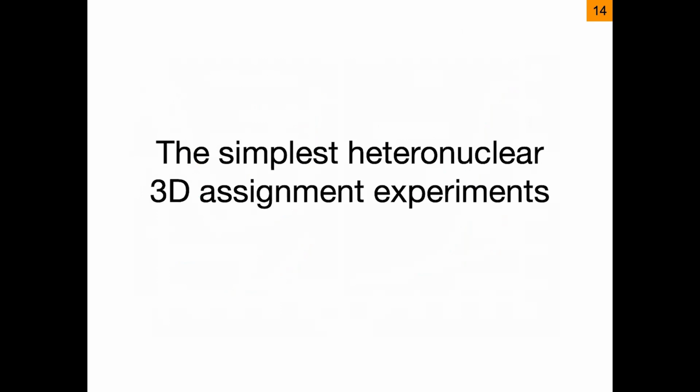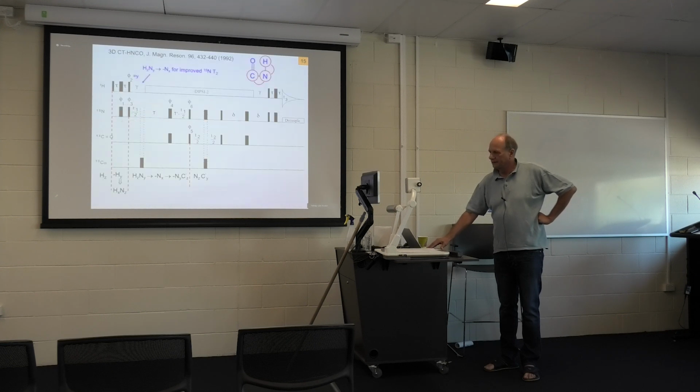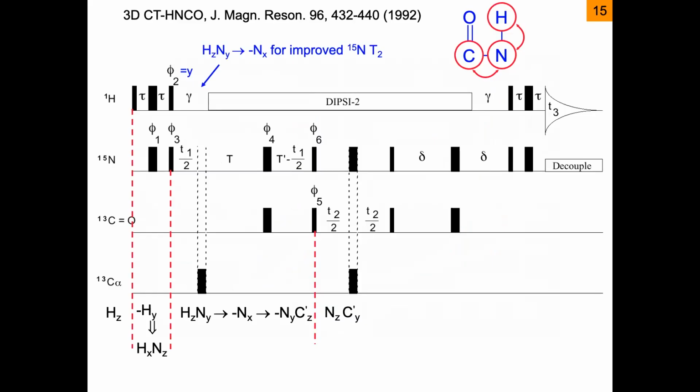So I want to then start with the simplest heteronuclear 3D experiments, and this is certainly the HNCO experiment. What you see here is now the pulse sequence, pulses on proton, nitrogen, carbonyl. Carbonyl frequencies are around 175, 177 ppm, something like this.